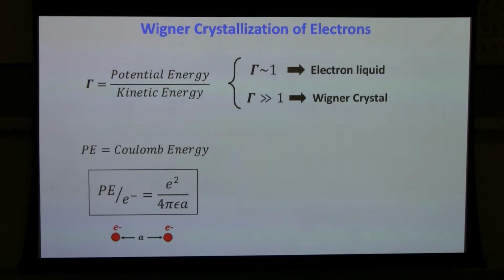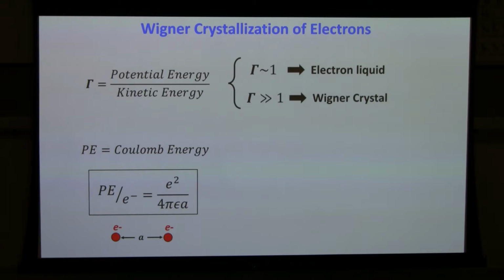Let's start with the potential energy. That's the easiest one to conceptualize because the potential energy per electron of an electronic system is just going to be the Coulomb repulsion between an electron and a nearest neighbor. So it's this familiar expression that depends on the distance between the electrons.